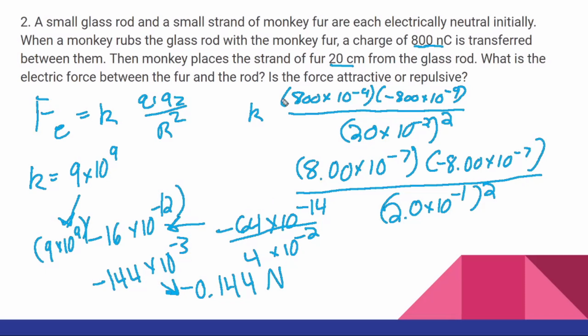Because the product between the two charges resulted in a negative number, we know that this force is attractive.